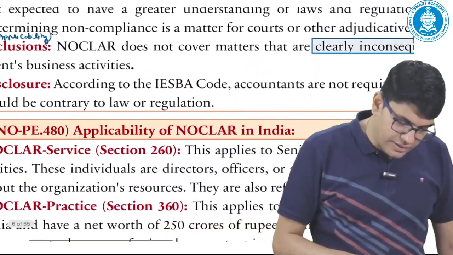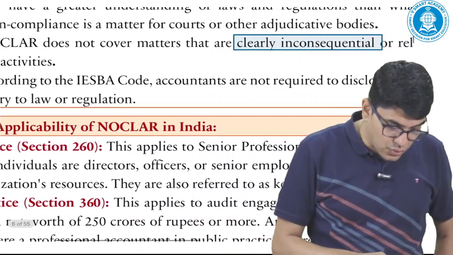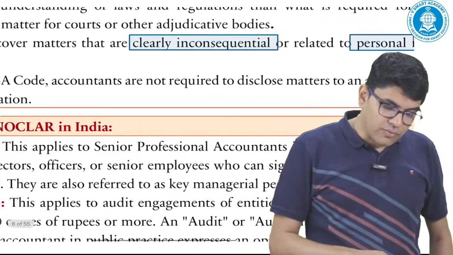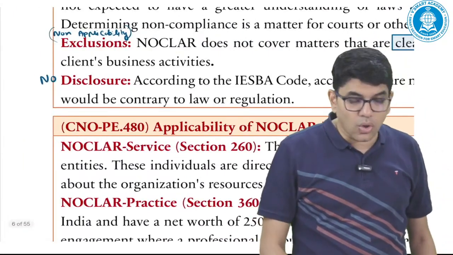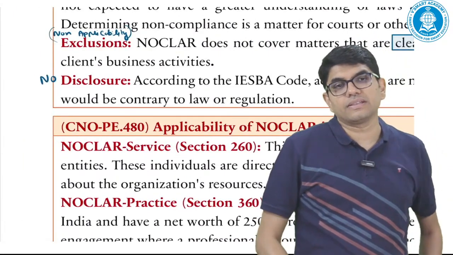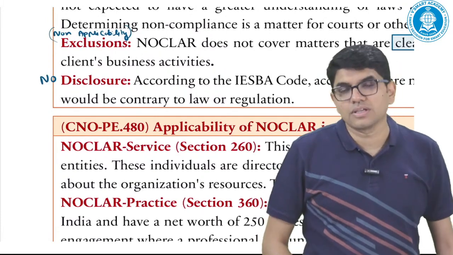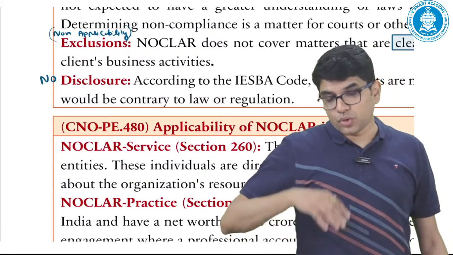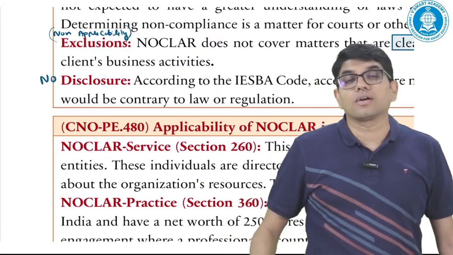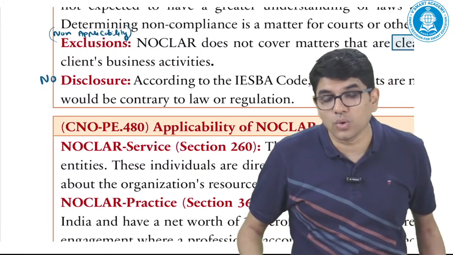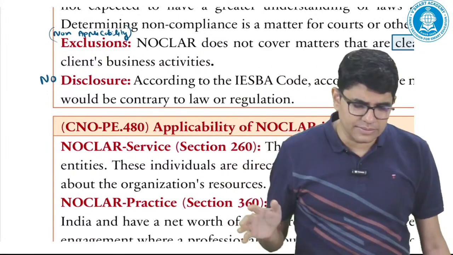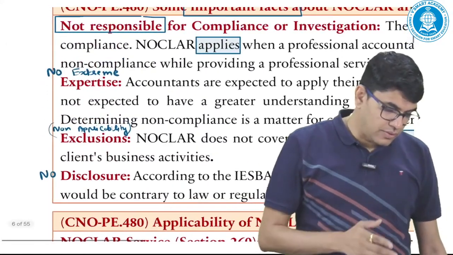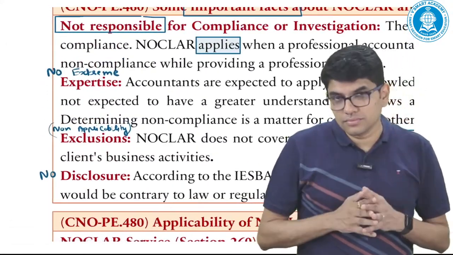According to the International Ethics Standards Board for Accountants Code, accountants are not required to disclose matters to authority if such disclosures would be contrary to law or regulation. So they are saying that please don't make any disclosures if in the process of disclosure you are going against the law, rules and regulation. So let's be clear once again. There are four types of no.